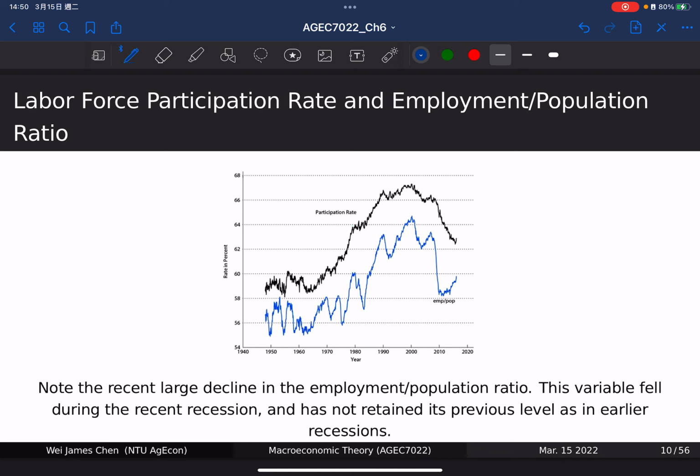And this is the labor force participation rate and the employment population ratio. The black line is the participation rate, like we already saw. It goes up and then down, right? And the blue line here is the employment over population ratio. And you can see that during the recent recession, the 2010 recession, the employment over population ratio dropped by a lot.